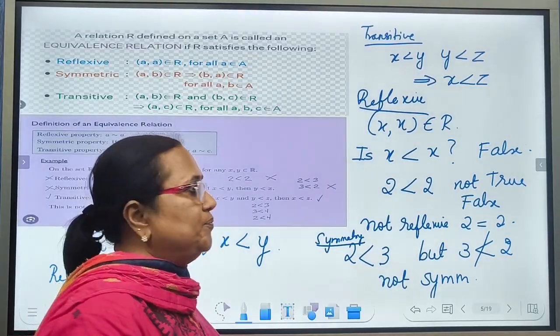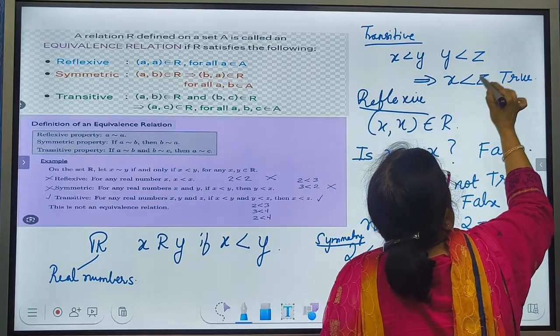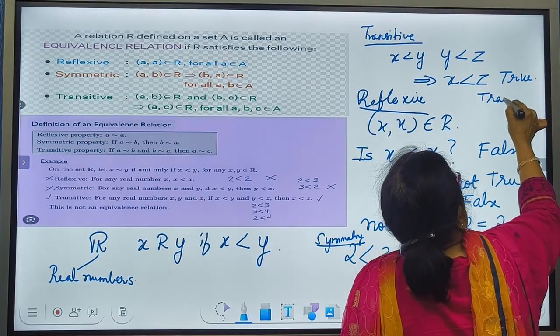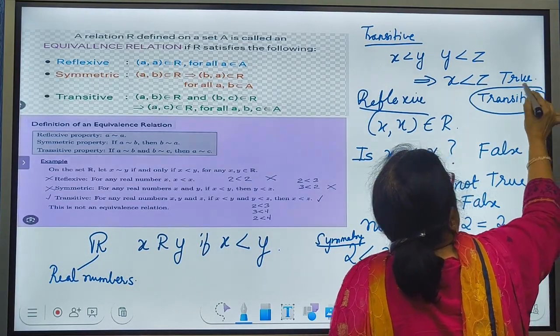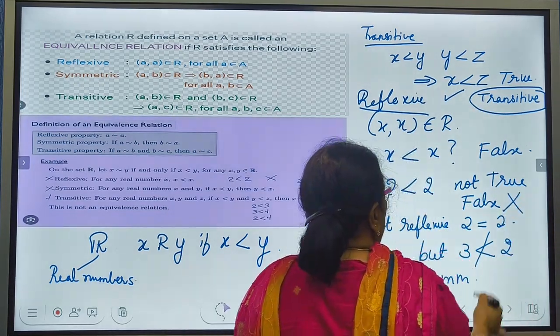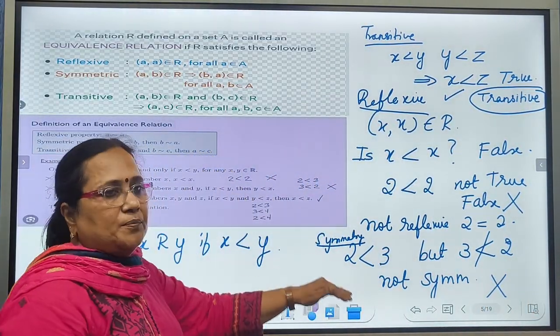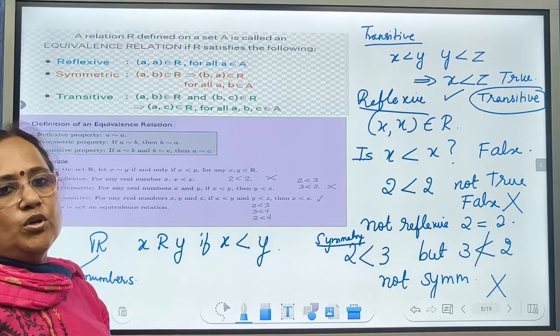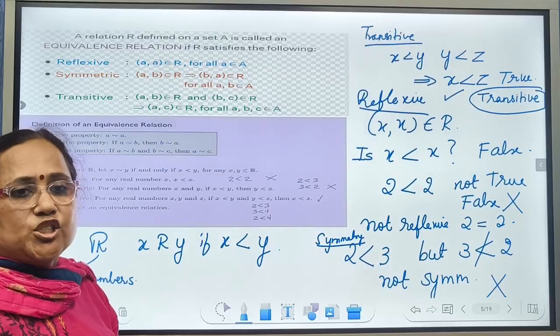Is it a true statement? Yes. Logically, it is a true statement. Therefore, it is transitive. So transitive, yes. Reflexive, no. Symmetry, no. So to disprove something, you can give a counter example where the relationship fails.